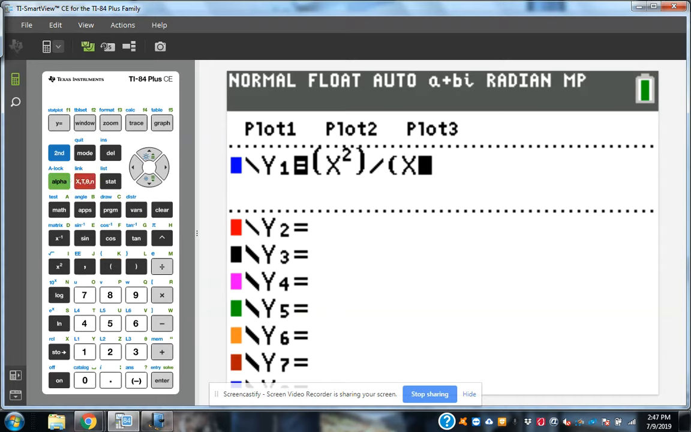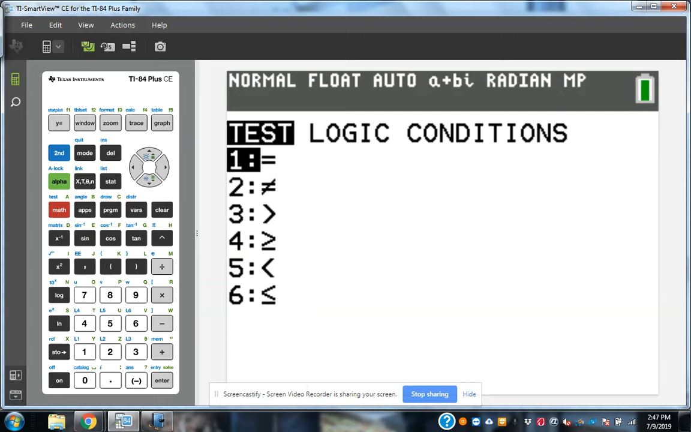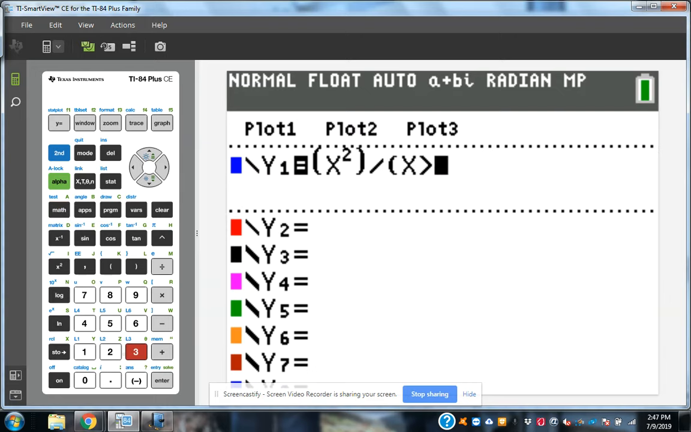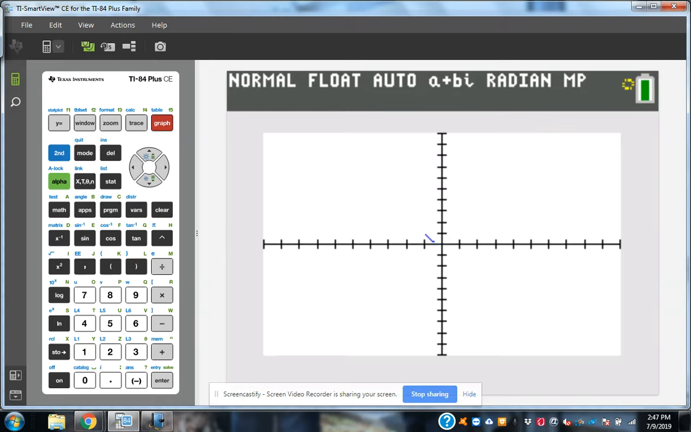So we're going to put x, and then to get the inequality symbol, we're going to hit second math, and then number 3 for greater than, and then type in the number -1, close our parentheses, and hit graph, and we see that it only graphs that portion of the parabola that we see there. Okay.